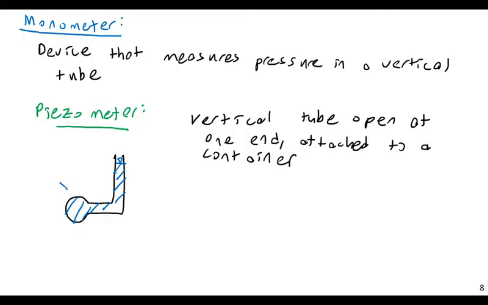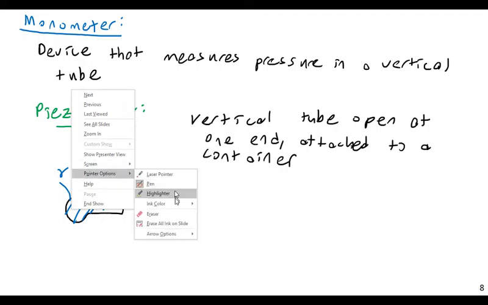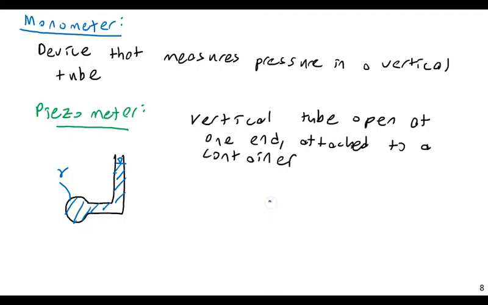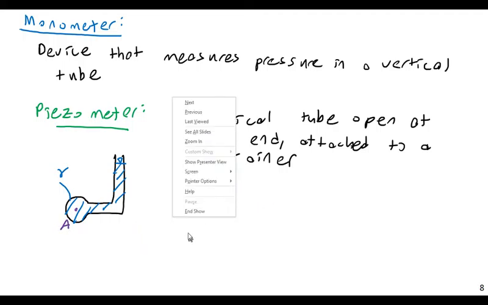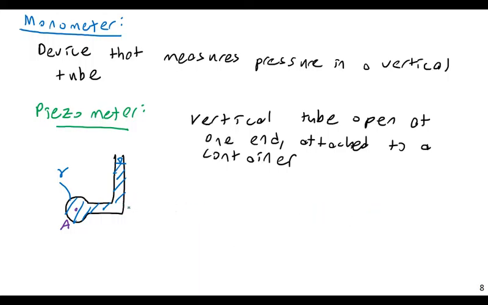And this fluid is going to have a certain gamma, and there's going to be a certain pressure A. So this is not for measuring atmospheric pressure. This is just for measuring pressure in a closed container. And this will again raise the fluid to a certain elevation h, to a certain height h.